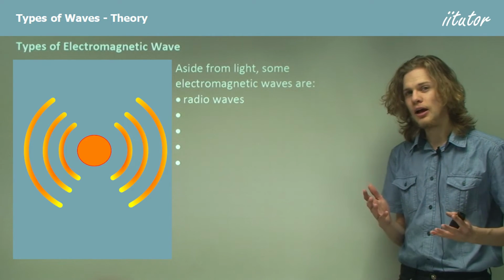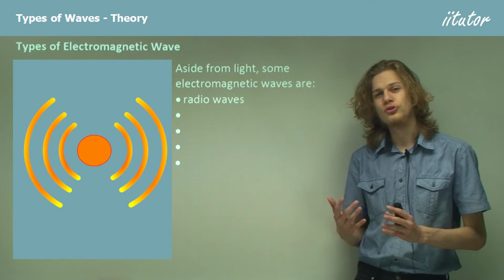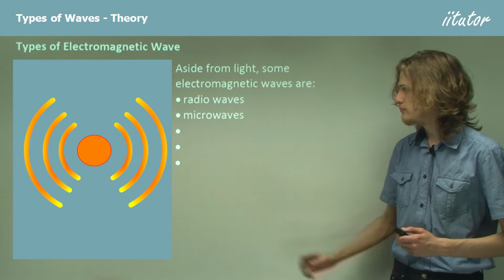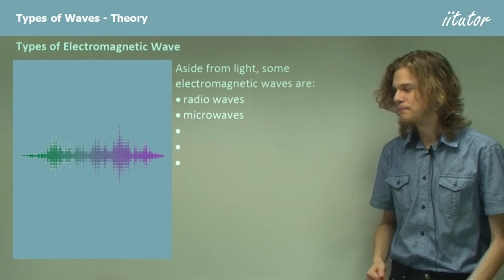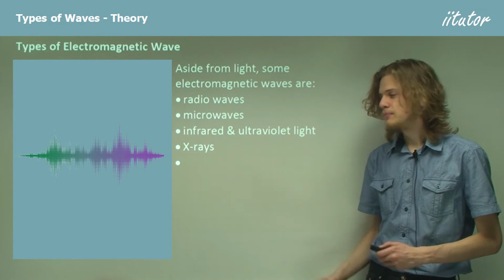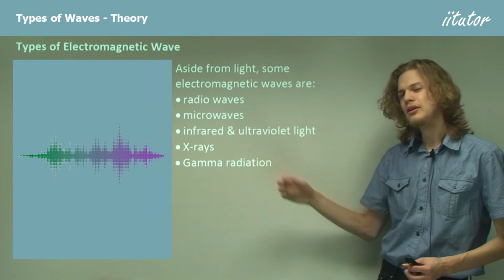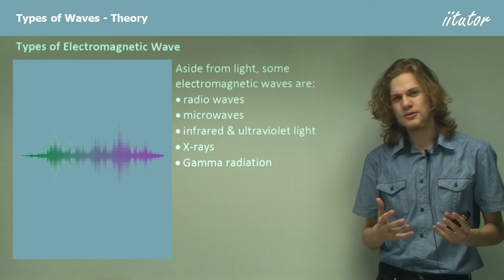Now, aside from light, we have some other forms of electromagnetic wave which don't rely on contact forces to travel. So, aside from light, we have radio waves, microwaves, which are used to cook food inside a microwave oven, infrared and ultraviolet light, X-rays, and gamma radiation. So all of these are very different forms of wave, but they're all electromagnetic waves.